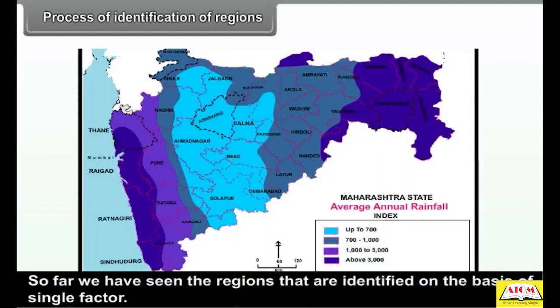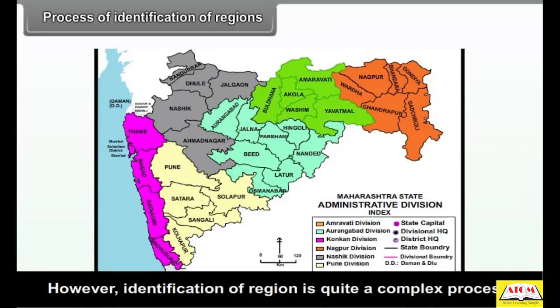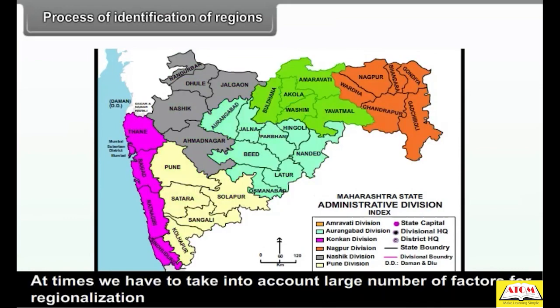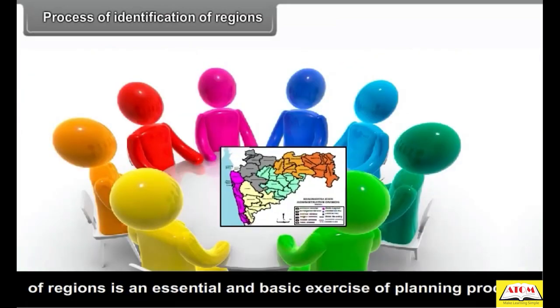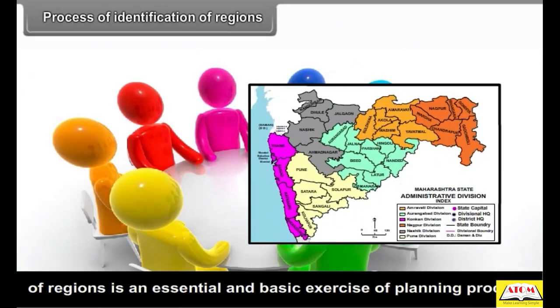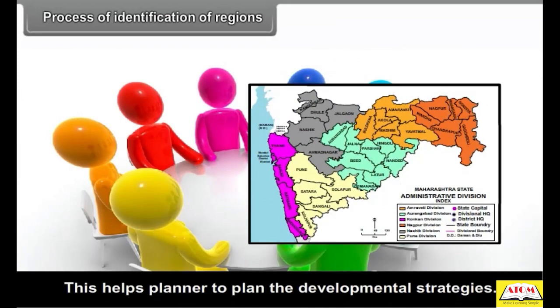So far, we have seen the regions that are identified on the basis of a single factor. However, identification of a region is quite a complex process. At times, we have to take into account a large number of factors for regionalization. The identification of regions is an essential and basic exercise of the planning process. This helps the planner to plan the developmental strategies.